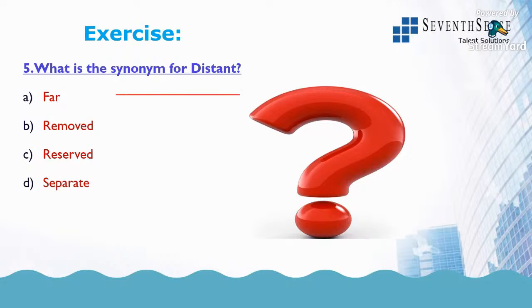coming to the synonym for distant. Distance means, for example, my native is this much distant from my present place. Distance is nothing but how far. It is indicating far. How far is your native from your present place? So the right meaning will be far, right? Removed is not related to any distance. Reserved, again, is not related. Separate again is different. So the right answer is going to be far.